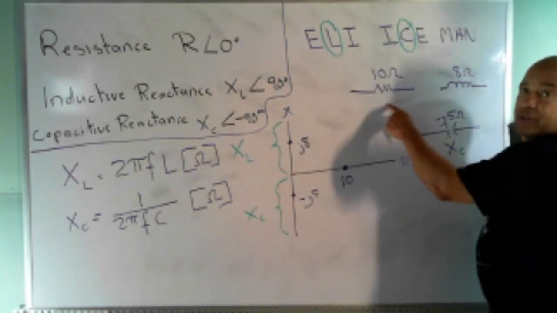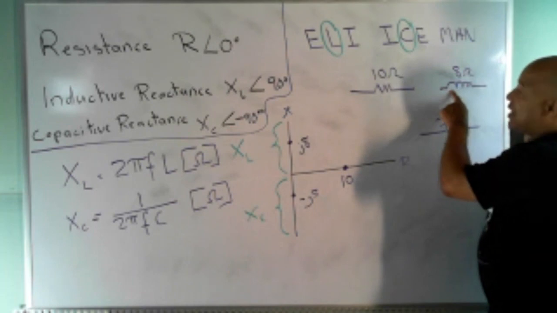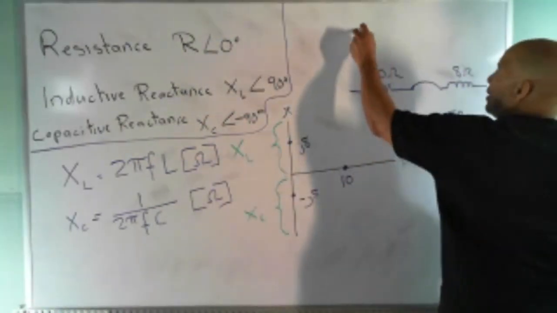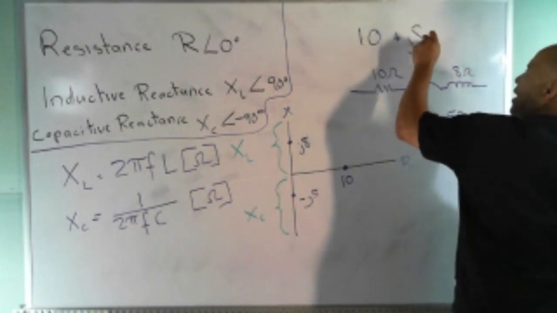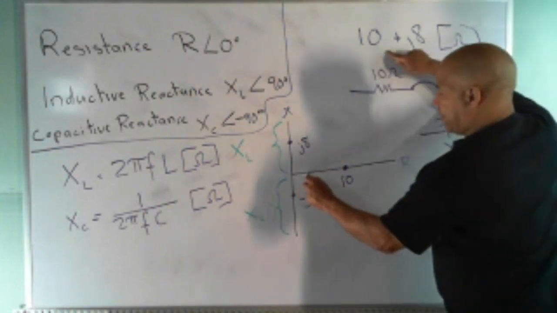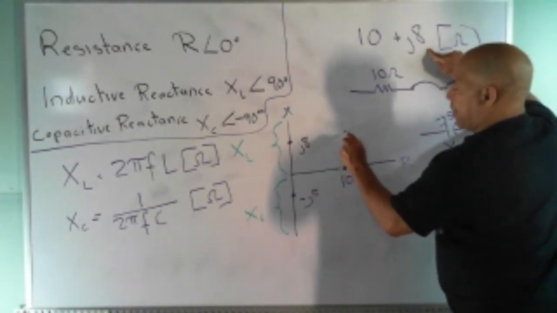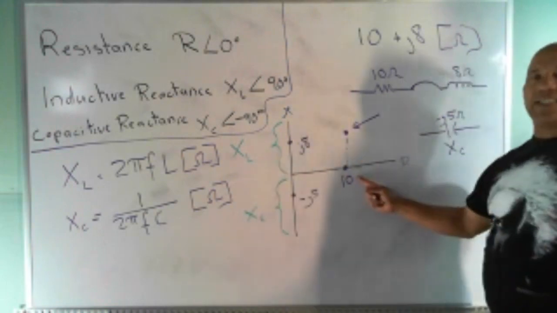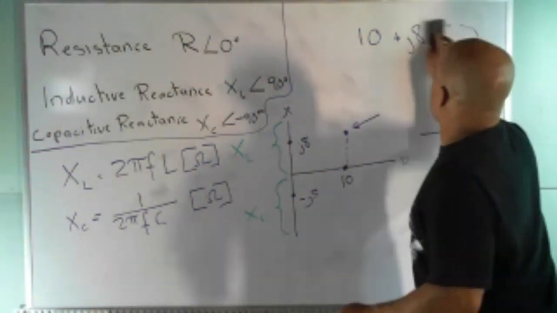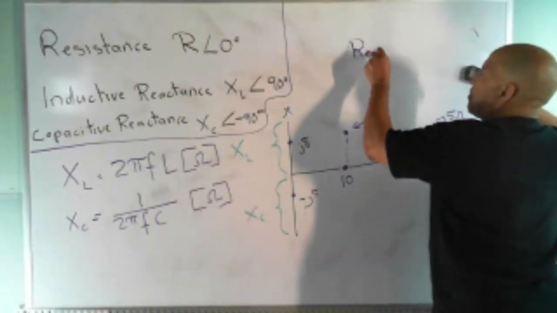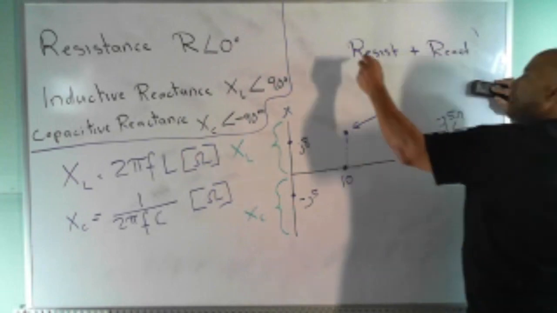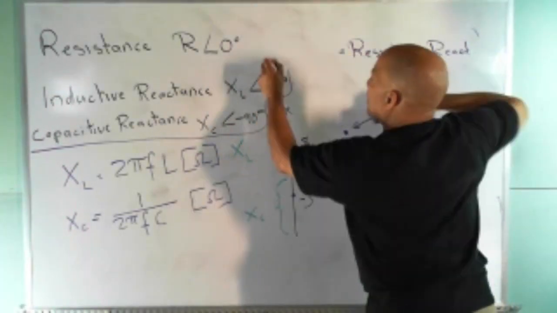Well, what happens if I take that resistor and this inductor, and I connect them together like that? Then what I would have is 10 plus J8 ohms. And I'm no longer on the axis. If I go over 10 and up 8, that means my point of opposition is right there. So it's not resistance purely, and it's not reactance purely. What is it? Well, if you take resistance and you add to it reactance, you get another opposition called impedance.